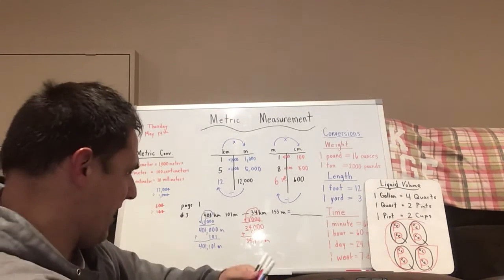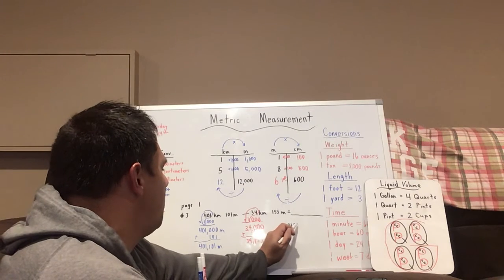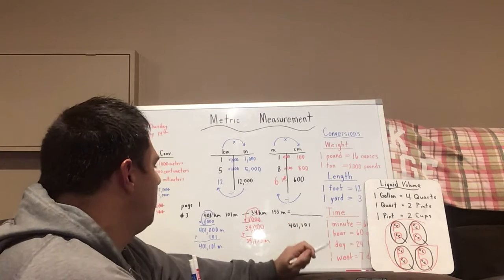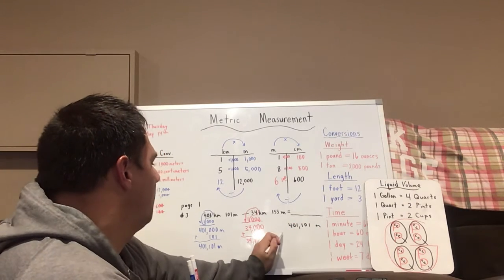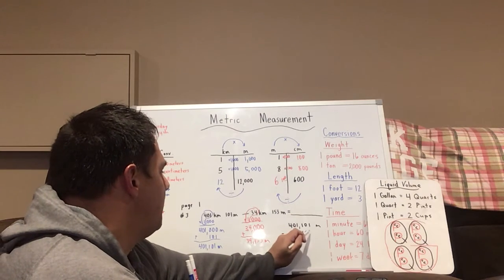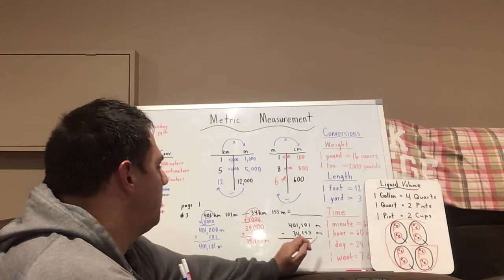And the original problem said they wanted us to subtract them. So I'm going to set up a subtraction problem over here. I'll rewrite my numbers. 401,101 meters minus 34,153 meters, and that's how I'll get my answer.